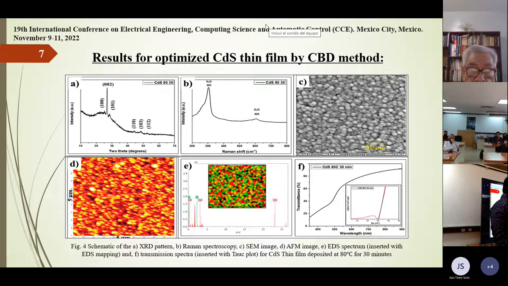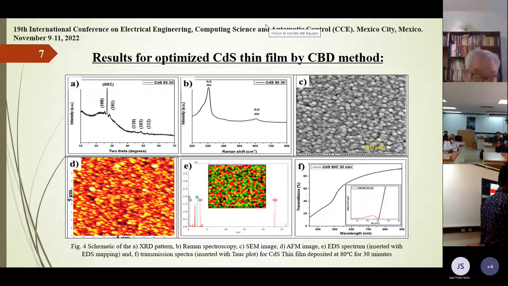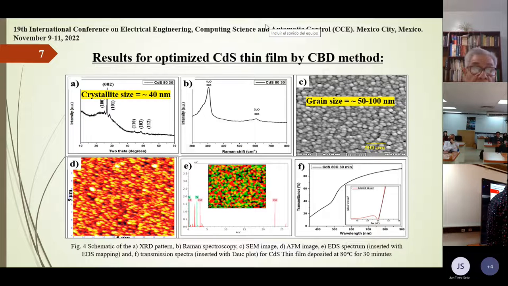In the second, Raman spectroscopy, we have the first order longitudinal optical phonon at 305 per centimeter and the second order longitudinal optical phonon at 605 per centimeter, which are also related to the hexagonal structure. And from the SEM images, we have spherical grains. I will show you the crystallite size for this, and the grain size is between 50 and 100 nanometers.